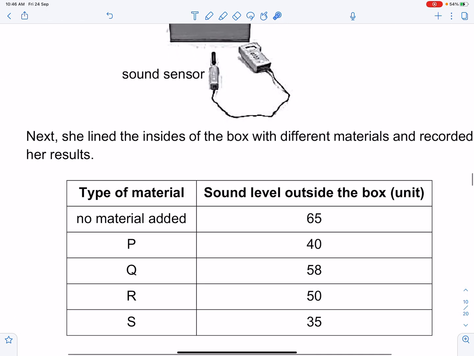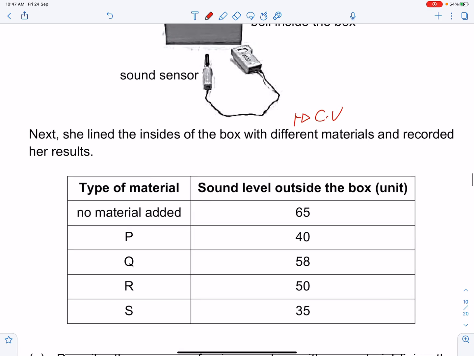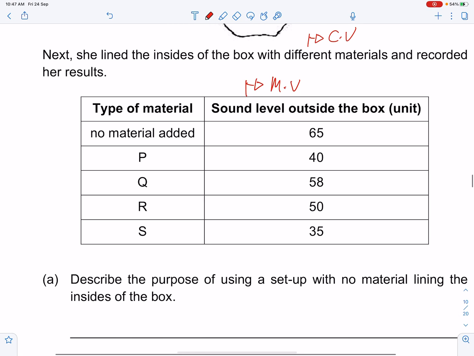Okay. Next, she lined the insides of the box with different materials. Aha, see, I'm genius like that. Don't even need to read the whole question. I know already. No need. And recorded her results. See, sound level. Wow, genius. No need to think so much. Huh? I am the student, but I'm also the setter of the question.